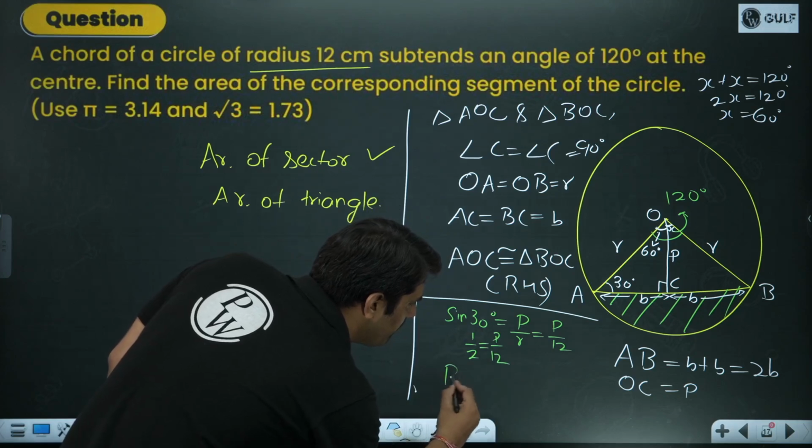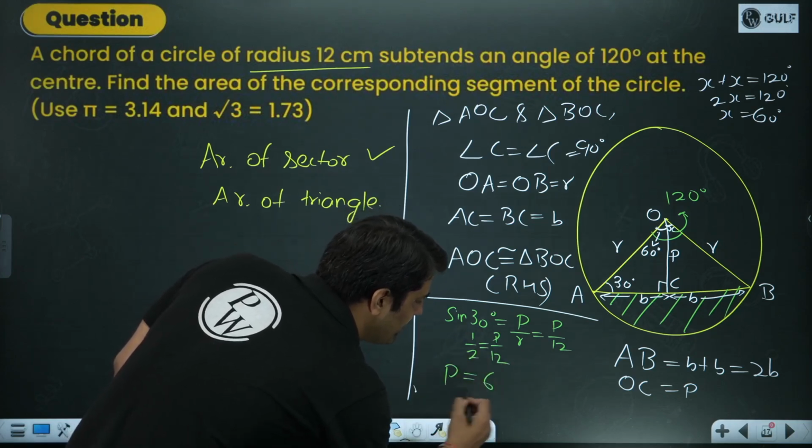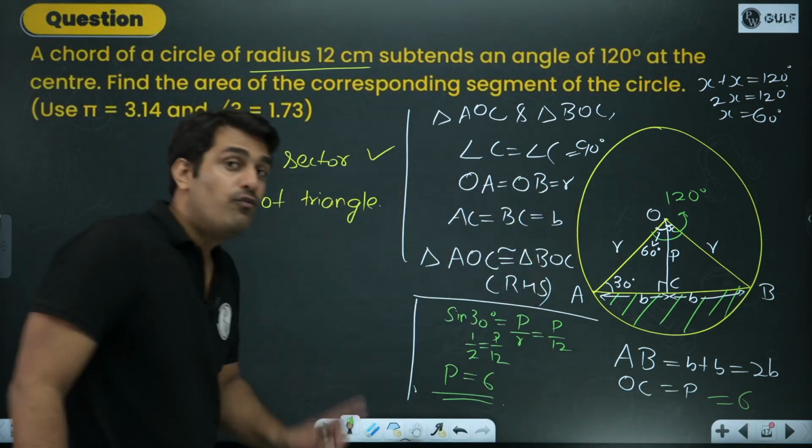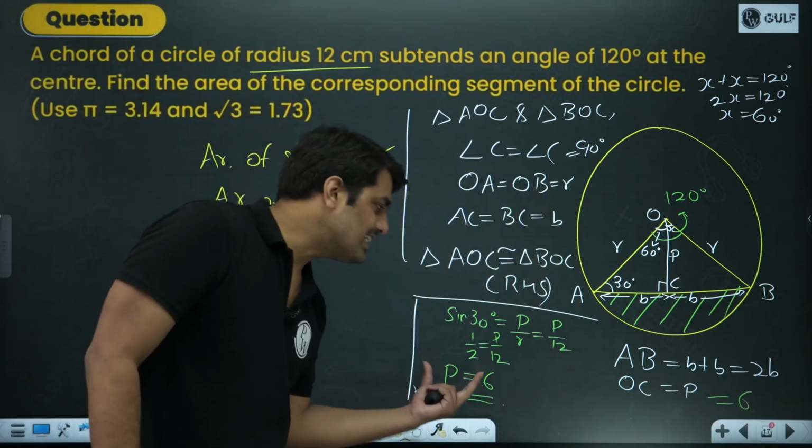That means P from here is what? 12 by 2, that means 6. One of the values I have: P is equal to 6. For the area of the triangle, this value I have.